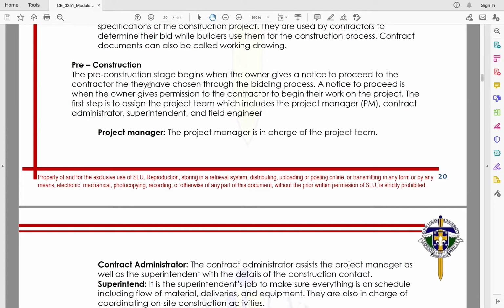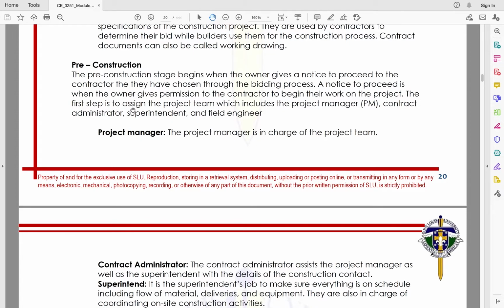The pre-construction stage begins when the owner gives a notice to proceed to the contractor that they have chosen through the bidding process. A notice to proceed is when the owner gives permission to the contractor to begin work on the project. So once the owner gives the notice to proceed, our project will now start, from clearing and grubbing, excavation, and so on.